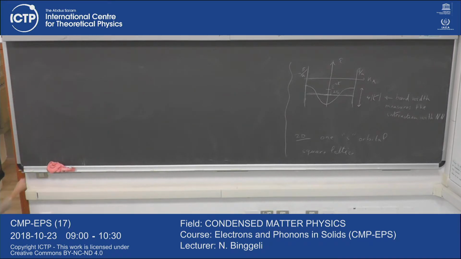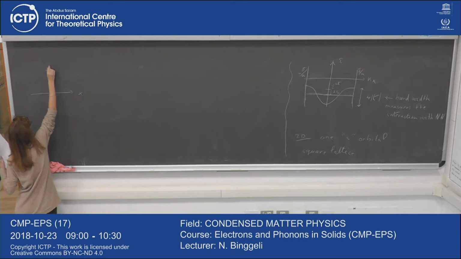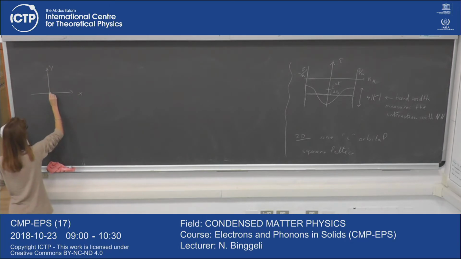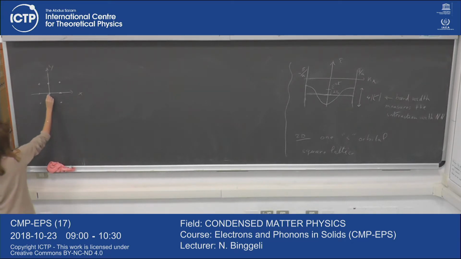Okay, so let's draw things. X, Y, and the square lattice. So I have atoms which are arranged like this. I'm considering the case of s orbitals. So I have my reference atom at the origin with an s wave function, so spherical type of wave functions.